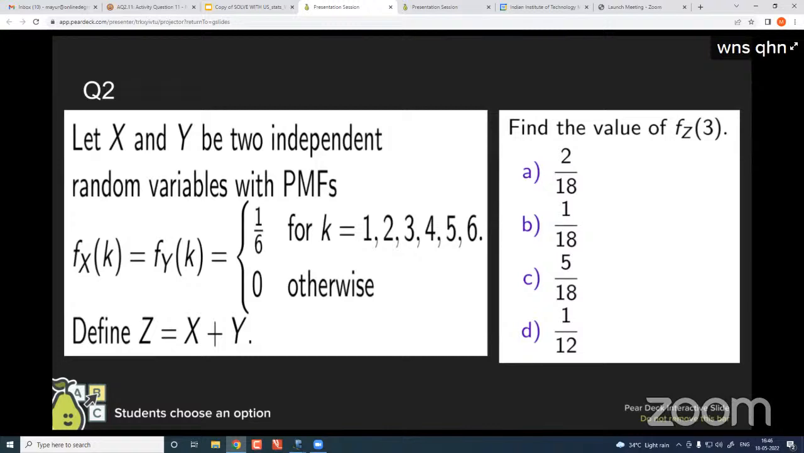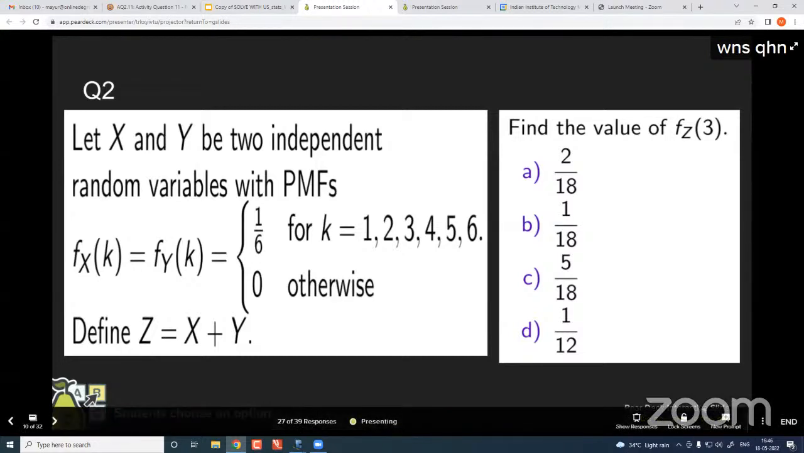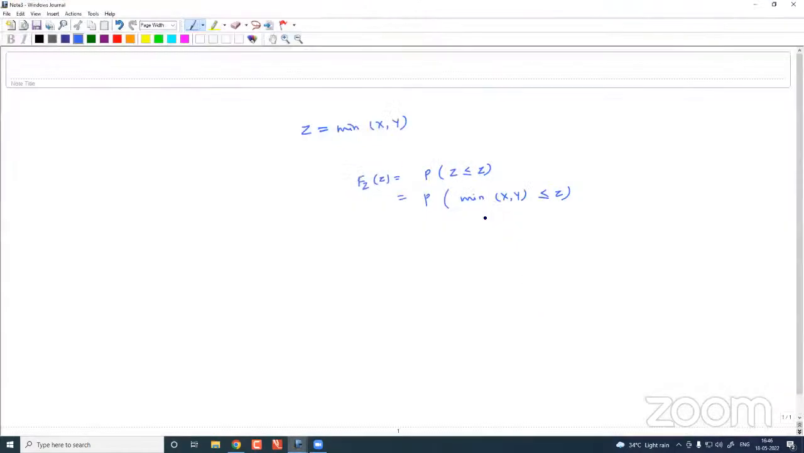Sir, in these questions, I'm not understanding how we get x and y. Z is equal to x plus y. So we have two random variables x and y, right? What is the range for x and y? 1, 2, 3, 4, 5, 6. Correct? Yes, sir. Everyone is okay with this range?